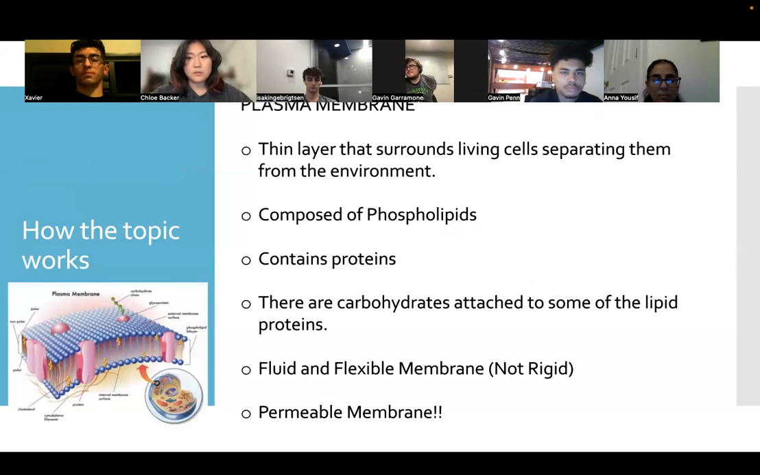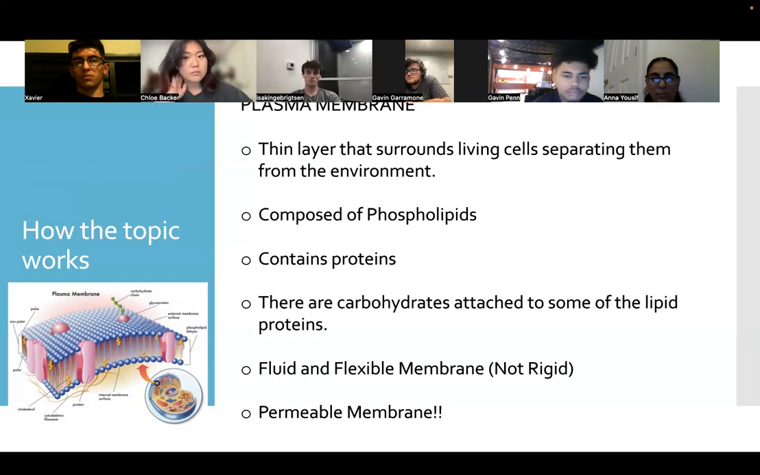All right, so I did how the topic works and I did the structure and function. I'm going to start with the plasma membrane. The plasma membrane is a thin layer that separates all the living cells from the outside environment and is also composed of phospholipids. These phospholipids have a head that is hydrophilic and a hydrophobic tail. The plasma membrane also contains proteins that act as receptors, channels, enzymes, and etc.